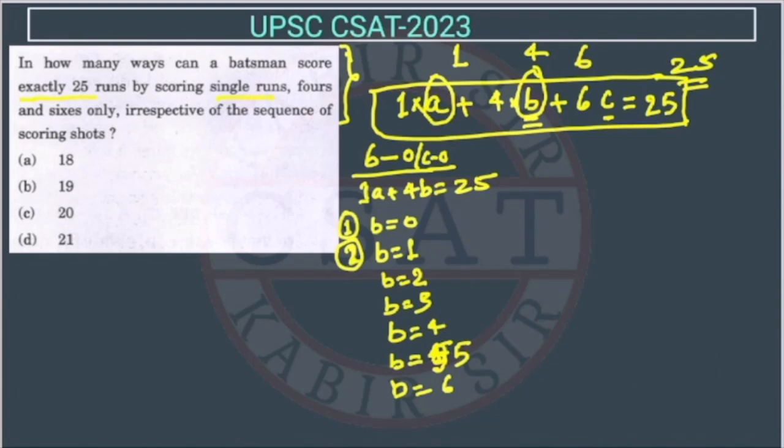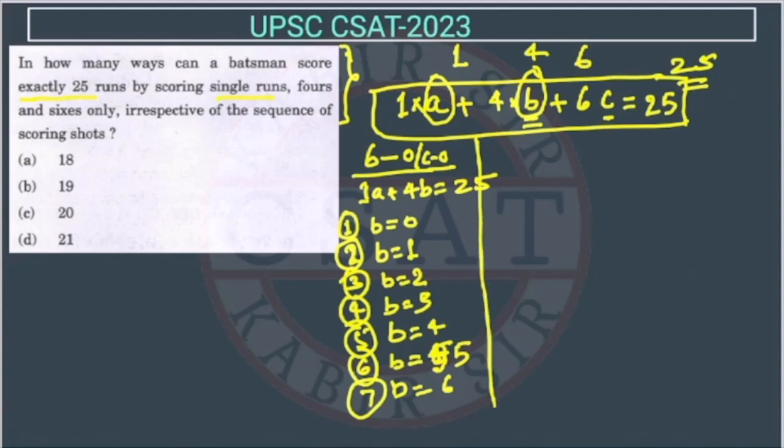So how many possibilities are there? 1, 2, 3, 4, 5, 6 and 7, right? So this is the first case. Okay, now we will take the second case.